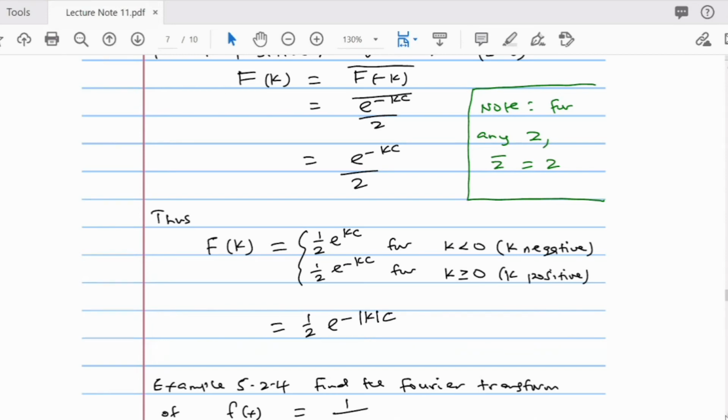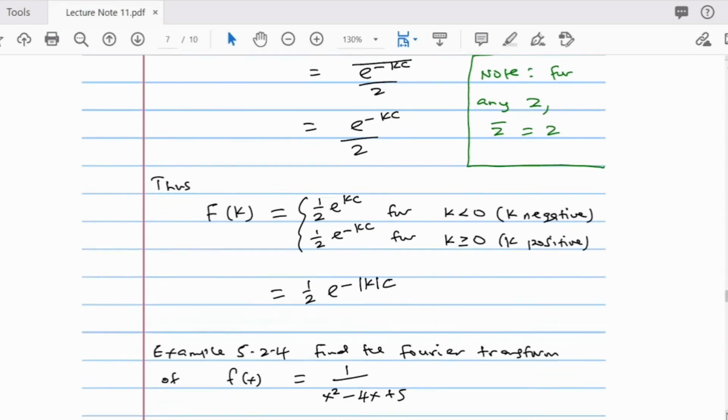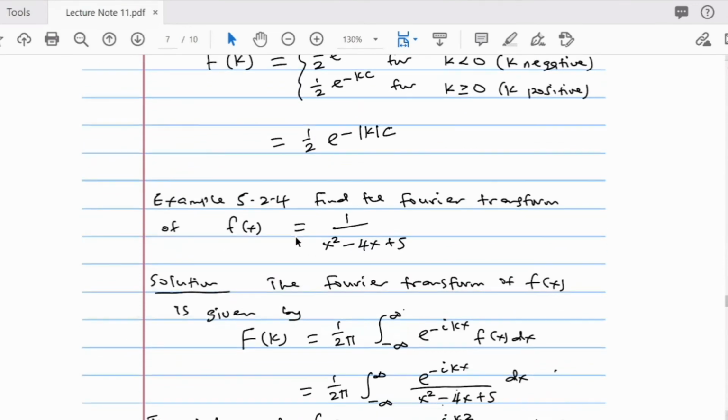Okay, let's do another example. We want to find the Fourier transform of f of x, which is this guy here: 1 over x squared minus 4x plus 5. The Fourier transform by definition is this. This is the definition of the Fourier transform. Is that okay? So we are computing f of k for all k's.